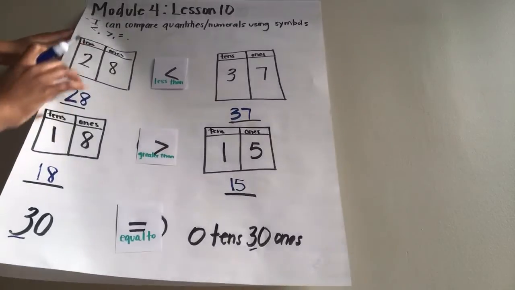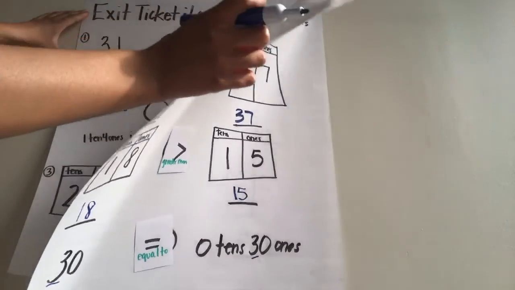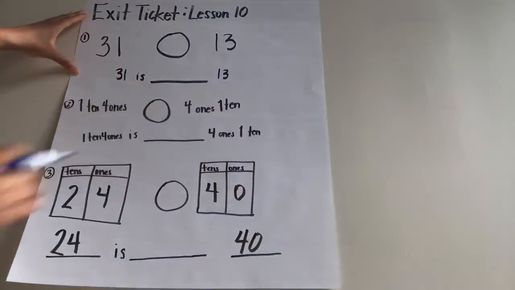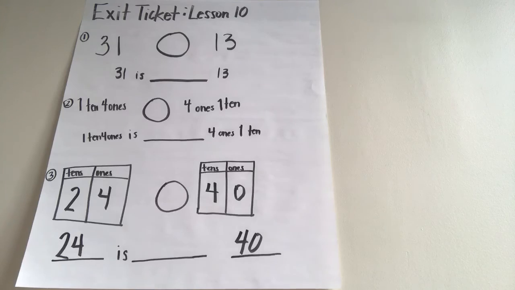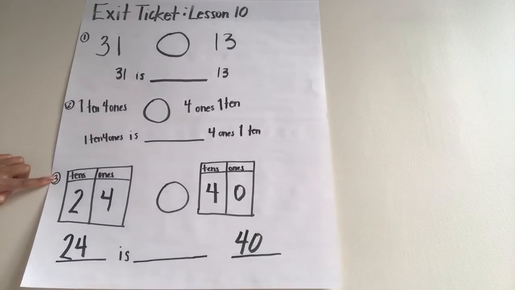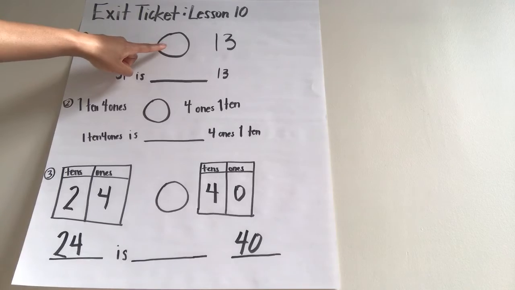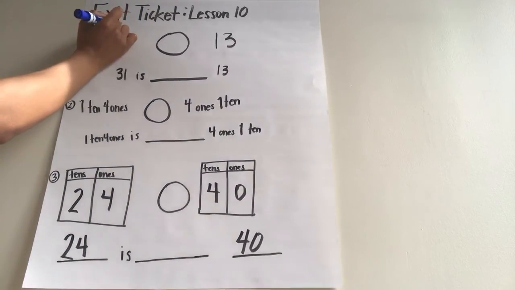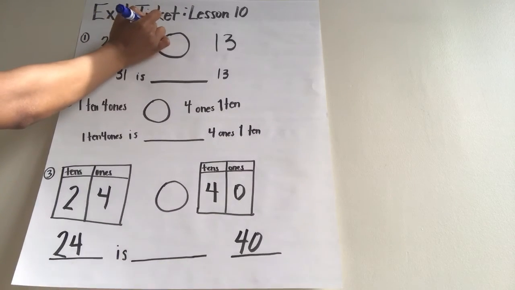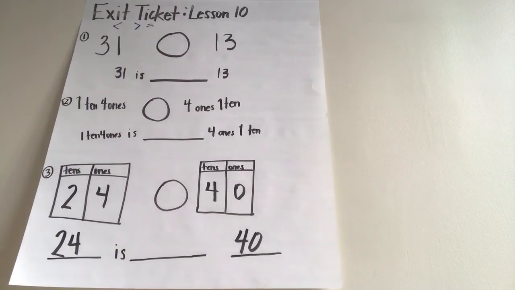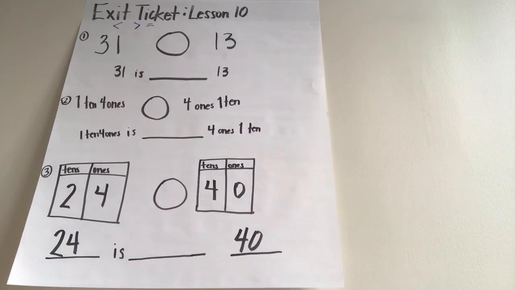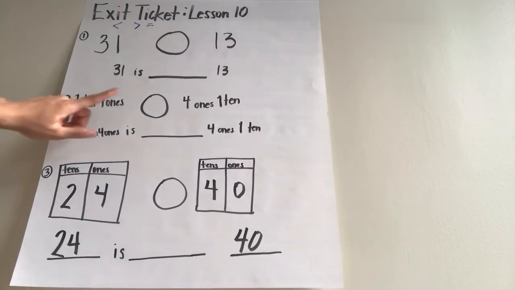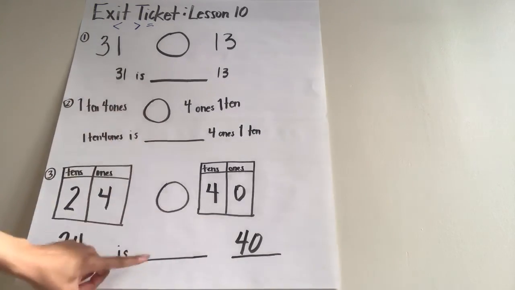So now it is your turn, and you're going to do the following problems independently. Complete numbers 1, 2, and 3. Inside the bubble, you should be using one of the symbols from today, whether it is less than, greater than, or equal to. And then in the blank, I want you to use words. So I want you to write either greater than, less than, or equal to. And I want you to do the same for all three of them.